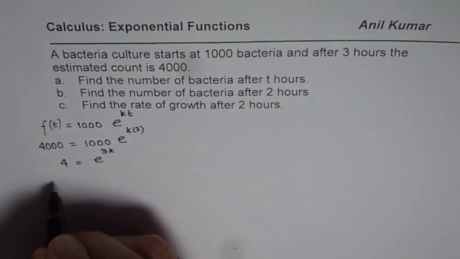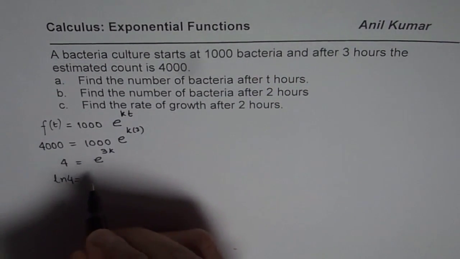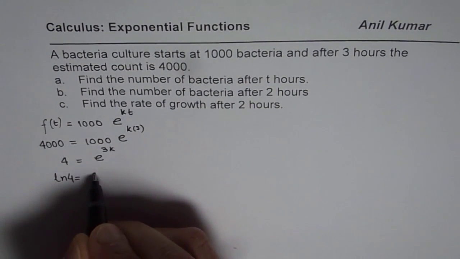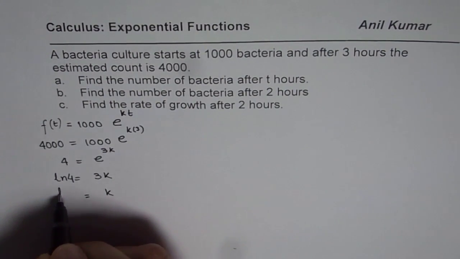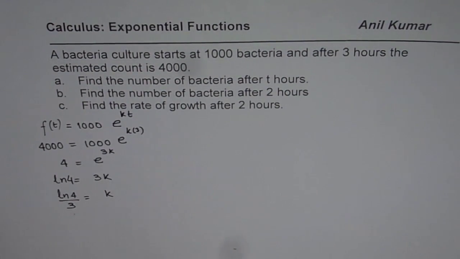To find k, we can take ln on both sides, the natural log. So ln 4 equals ln of e to the power of 3k, which will give us 3k here, right? So k, the constant, is equal to ln 4 over 3. Now that gives us the required equation.